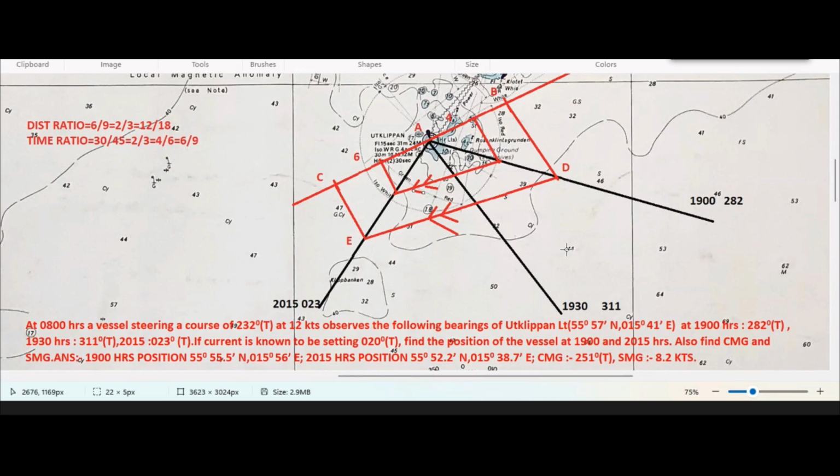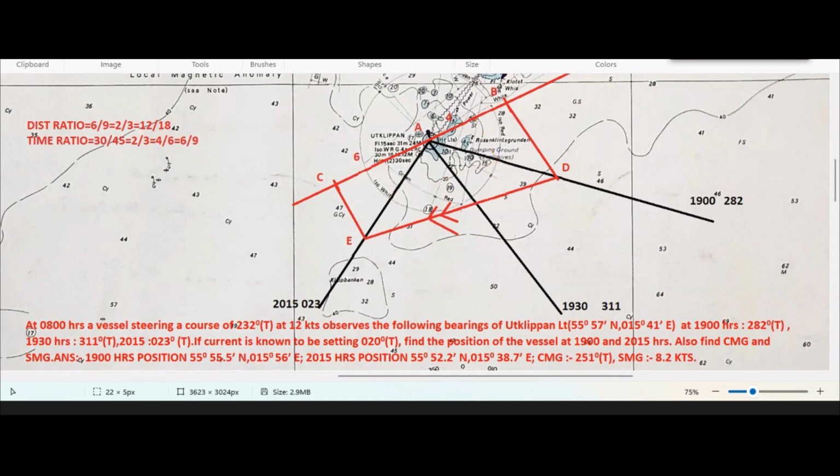Okay, if the middle time is 1945 and the third one is 2015, that means the first time interval is 45 and the second one is 30. So the ratio would have been 9/6 or 3/2 or 18/12 or 6/4. The small line I have drawn is not a requirement. I just tried to show you that if you take any other ratio, it becomes parallel. I will just remove it.